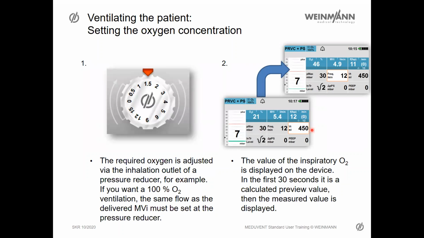When you set the oxygen concentration, we have the same minute volume of inspiration. Oxygen has to be set on the oxygen source when you want to have 100% of oxygen in the patient. You can see these measurements right here at the first parameter. In the first 30 seconds of the ventilation, it's a calculated preview, and after 30 seconds, the MEDUVENT standard changes into the measurements. So there we have enough information to give the user this information of the O2I.